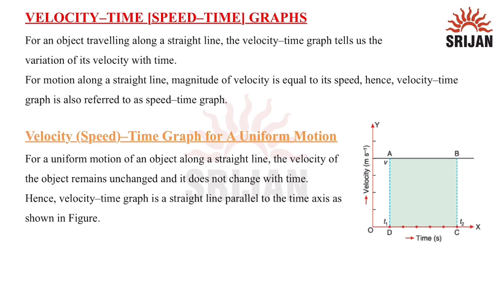Now, velocity, that is speed time graph for a uniform motion. For a uniform motion of an object along a straight line, the velocity of the object remains unchanged and it does not change with time. Hence, the velocity time graph is a straight line parallel to time axis.